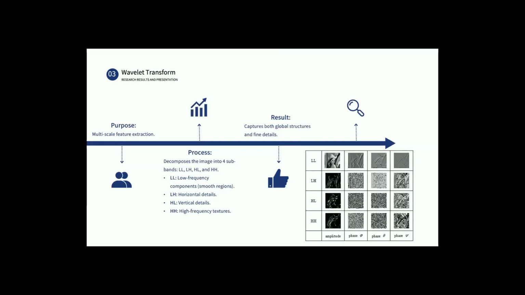Now we'd like to look at some of the components in our architecture. At the very core of our model, we have the discrete wavelet transform. This discrete wavelet transform allows us to decompose our input image into 4 subbands, which are the LL, the LH, HL, and HH. The LL represents the low frequency component or the smooth areas of the image, which captures the overall structure. LH focuses on the horizontal details, while HL captures vertical details, and HH extracts the high frequency textures and the fine details.